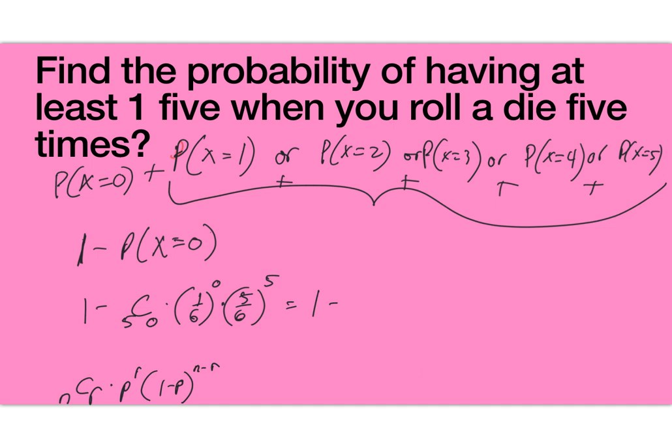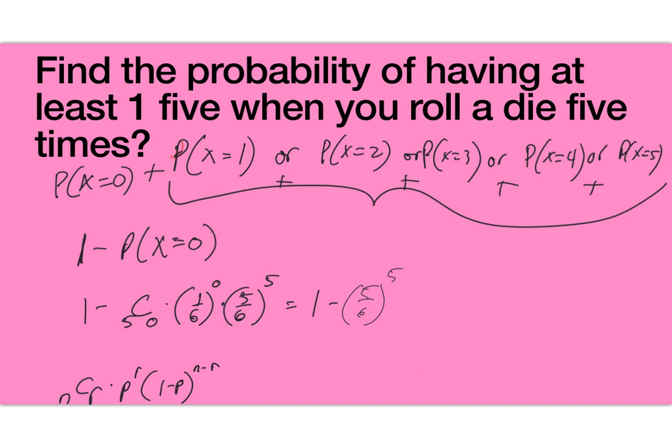So it would be then 1 times something to the 0 power. Remembering our exponents, anything to the 0 power is 1. So I have 1 times this number. So I'll have 1 minus 1 times 1 times this, or just 1 minus 5/6 to the 5th power.